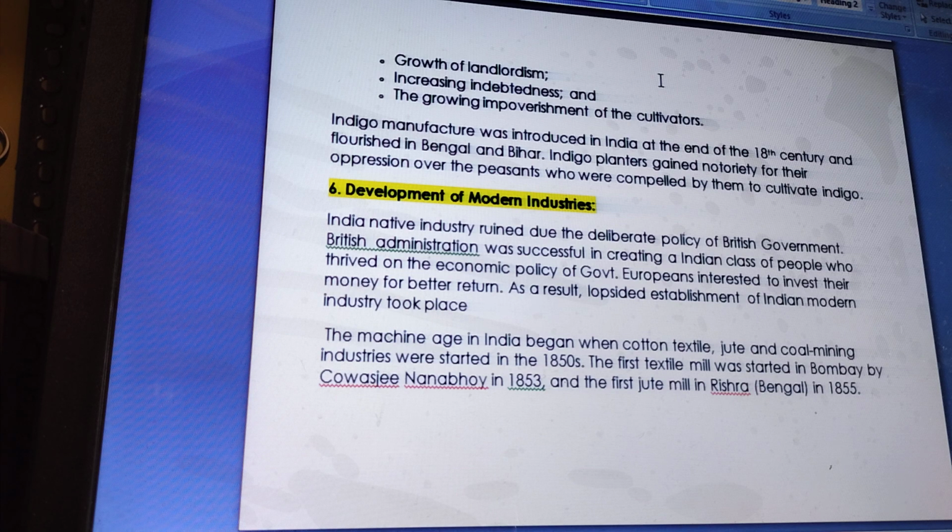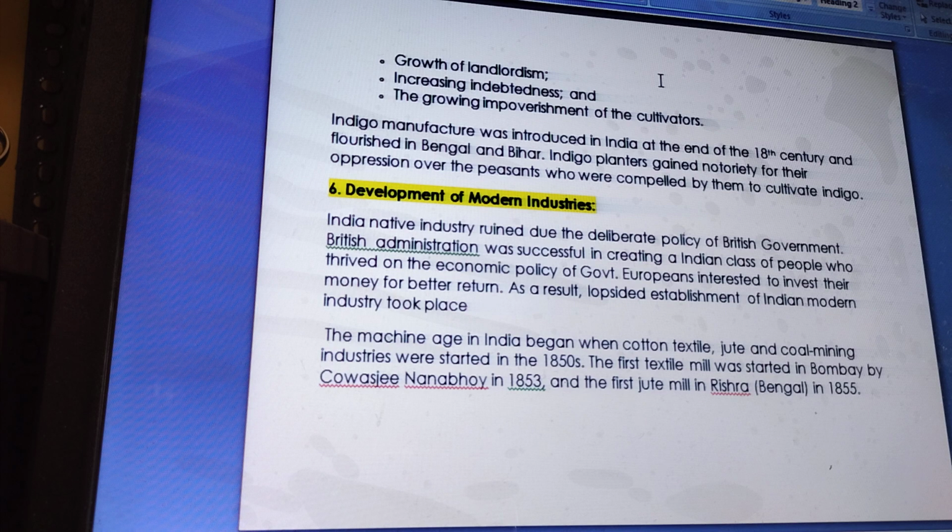When you have money, you need to invest. So the Europeans had surplus money and brought it to India, because raw material is available here, labor is available here, and government is in their hand. As a result, they established industry which was virtually required for their own profit. Still, some Indians also started establishing industry. The machine age in India began when cotton textile, jute, and coal mining industries were started in the 1850s.